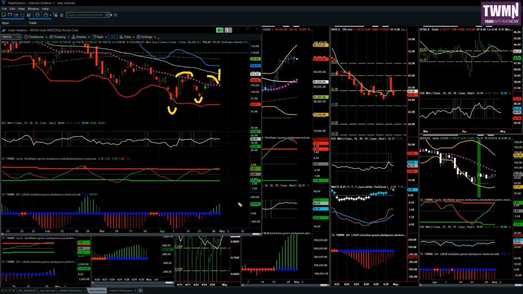And you can see we're not oversold, we're right smack in the middle on the RSI. This is on the upswing. Could it go higher? Yes. Could it fall? It could, but it could also stay up here for a little while longer. Momentum is on the upswing.